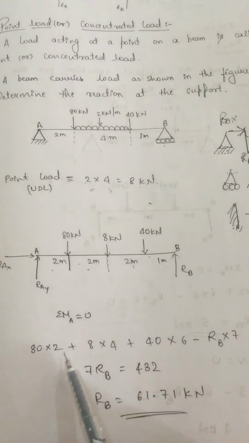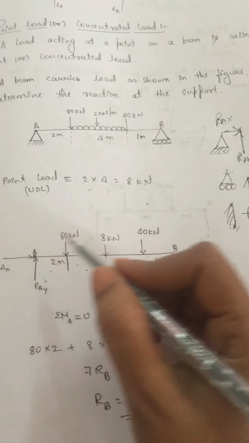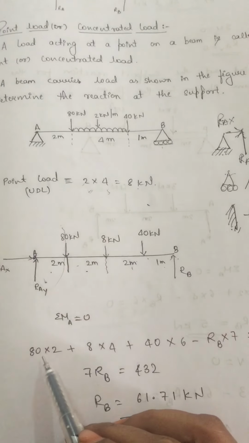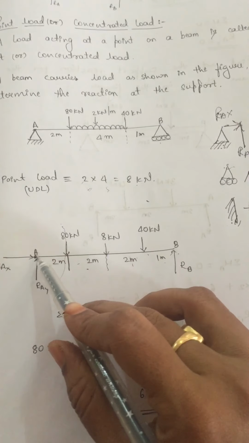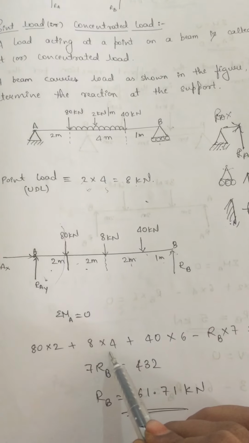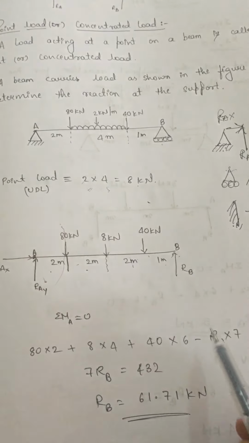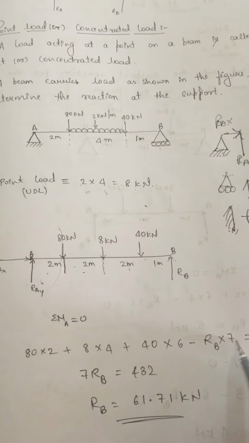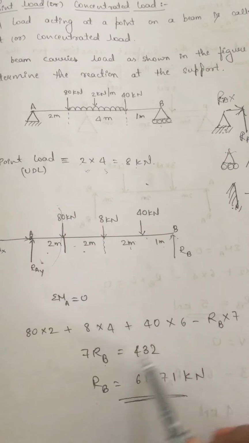And you know how to take the moment, right? If you are taking the moment from this point, these two will become 0, right? And next this will be acting in clockwise direction. 80 into perpendicular distance 2, plus 8 into distance from moment center to line of action 4, and next plus 40 into perpendicular distance 6. Next this is acting in anti-clockwise direction. Minus RB into perpendicular distance 7. If you simplify this, you will get the reaction RB as 61.71 kilonewton.